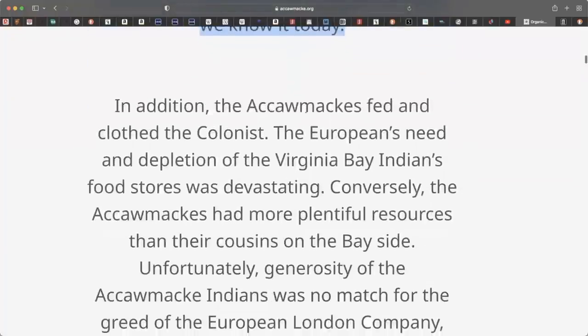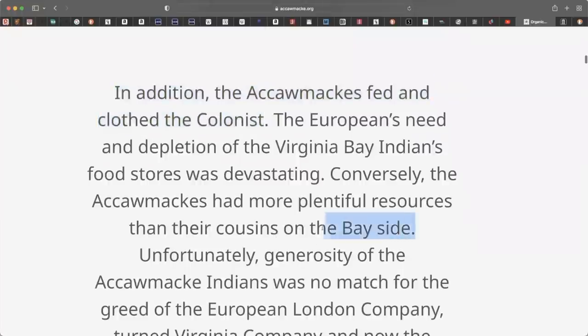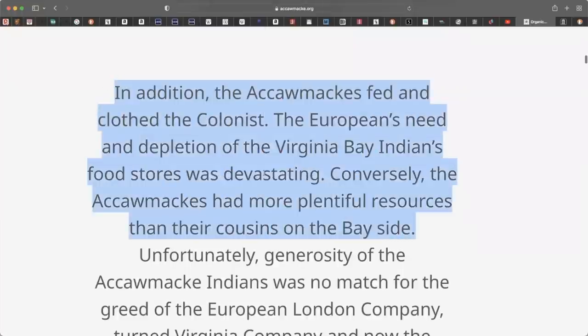In addition, the Accomacks fed and clothed the colonists. The Europeans' need and depletion of the Virginia Bay Indians' food stores was devastating. Conversely, the Accomacks had more plentiful resources than their cousins on the Bay side. And so because they were helping the settlers, right? They had more resources than the rest of the tribes.